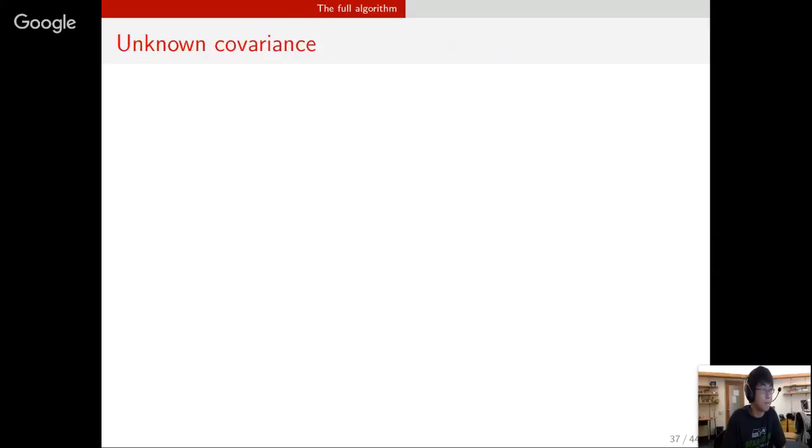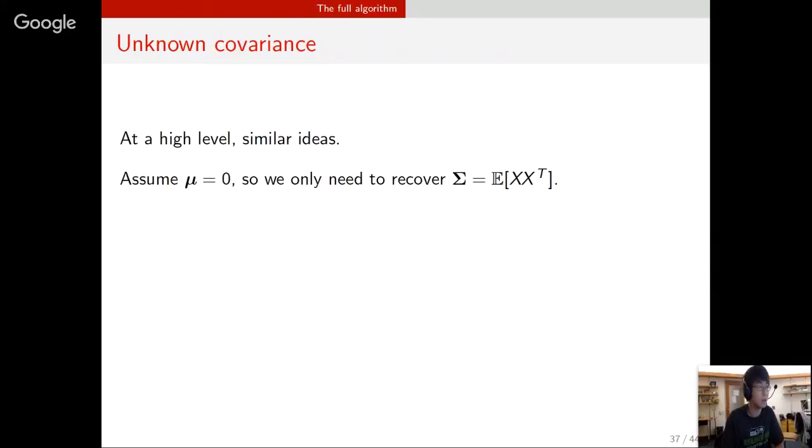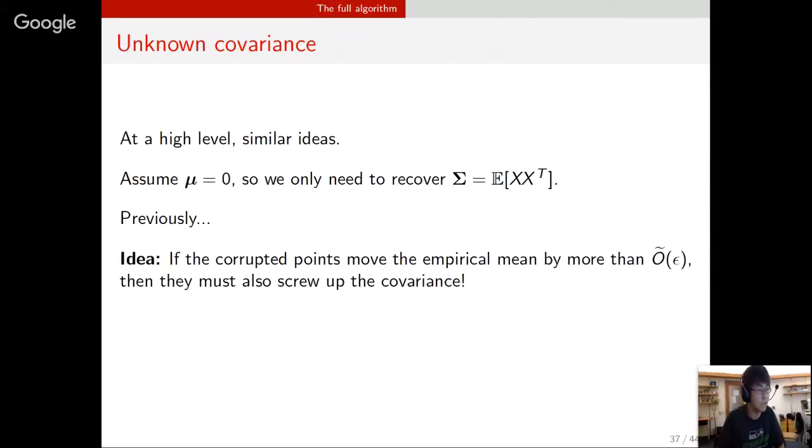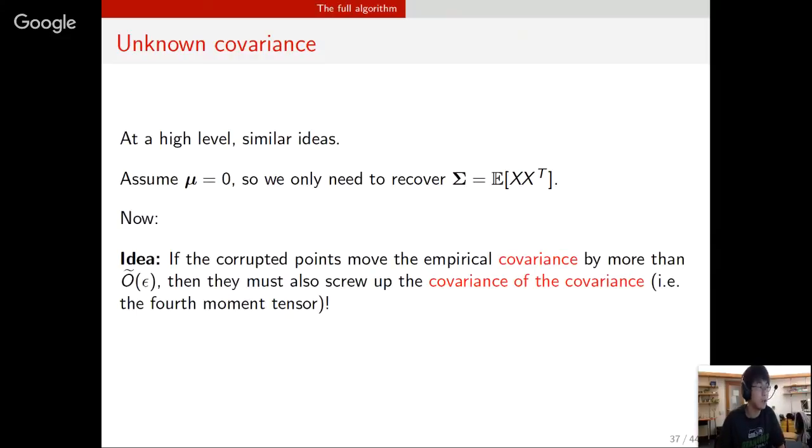Okay. Now let me briefly touch on unknown covariance. At a high level, we're using the same kinds of ideas. Let mu be 0, so all we need to do is recover the second moment. Previously, for the unknown mean, if the corrupted points move the empirical mean by more than O tilde of epsilon, then they must also screw up the covariance. It turns out you can still do this just one level up. If the corrupted points move the empirical covariance by more than O tilde of epsilon, then they must also screw up the covariance of the covariance, which is some sort of flattened fourth moment tensor of the Gaussian. Similar ideas are involved, but the techniques are more complicated just because these objects are uglier, and this causes a bunch of pain for students and postdocs.